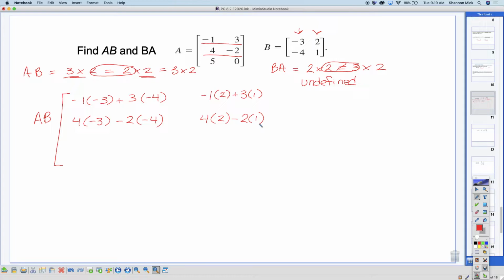So, what do I have left to do? Third row, first column. So 5 times -3 plus 0 times -4. And then 5 times 2 plus 0 times 1. Now I made my bracket way too big, like I usually do, and have to erase it.